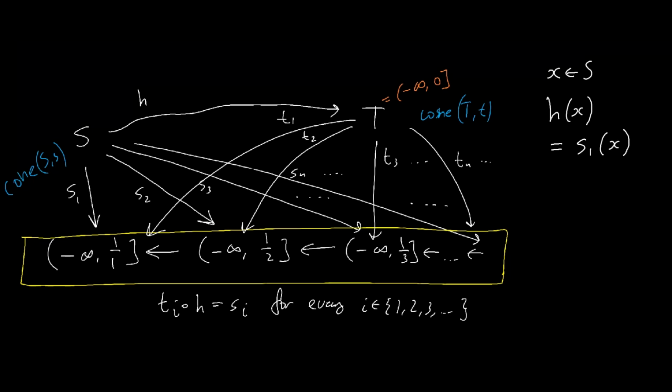Now, why is this a very wild claim? Because S1 of X is some random element of this set. So it's a number that's less or equal to 1. How do I know that it will fall in this set?